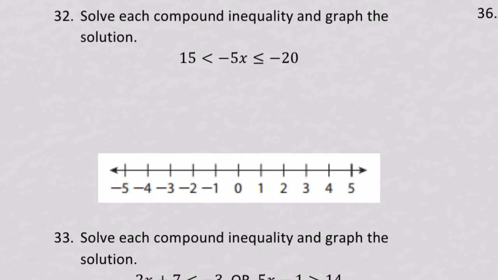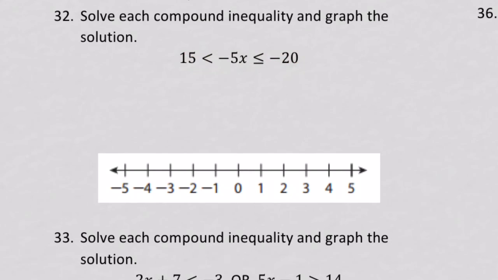Okay, 32, solve the compound inequality, graph the solution. Remember how we learned how to do these? This is an and inequality. Remember how you could tell? It's not an or inequality because I don't see the word or, right? If you see the word or, then it's an or inequality. This is an and inequality.